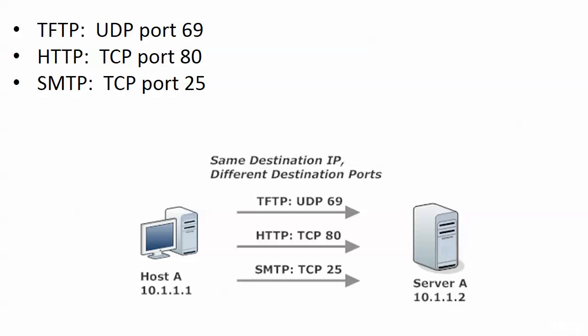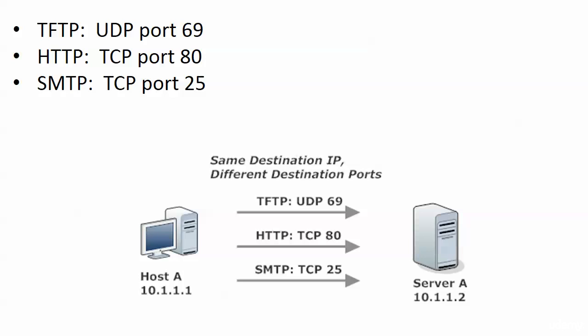Why are these assignments made? Because when a server receives data, and in this particular situation, the destination IP address for all of this data is 10112. It's all coming into that server. Well, that doesn't help the server. It's got to have a way to know, okay, which data is TFTP, which data is HTTP. And what it does, it looks at the port number. The destination port number is how the server keeps these data flows separate.